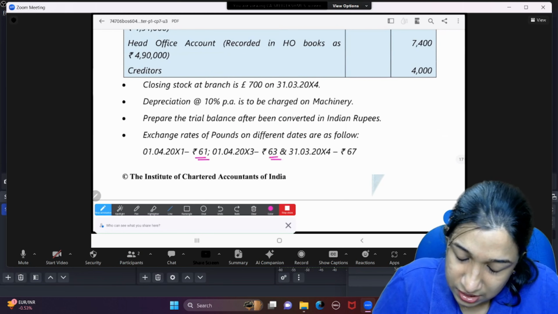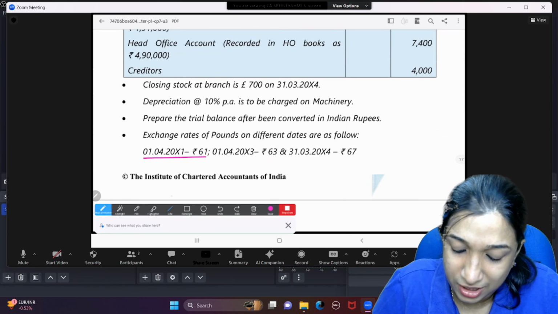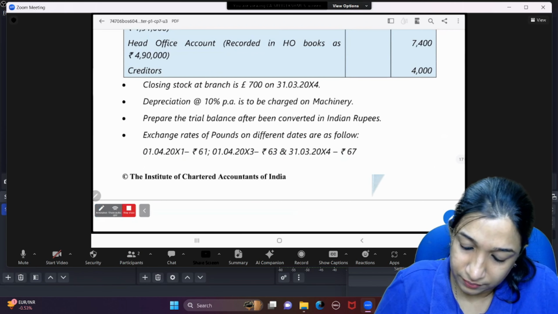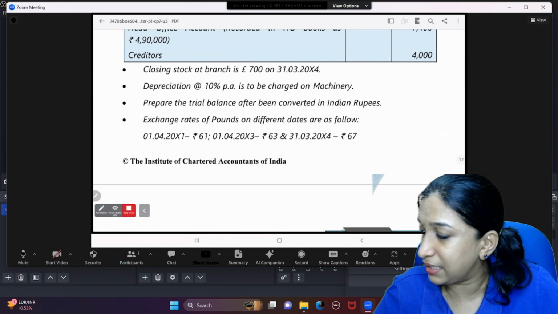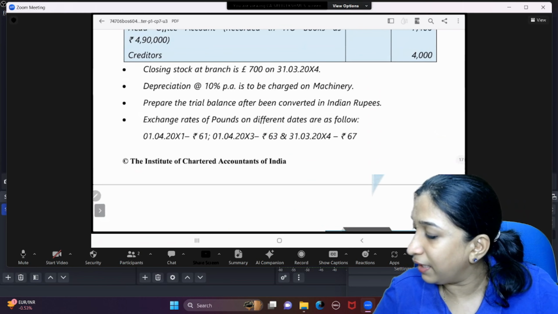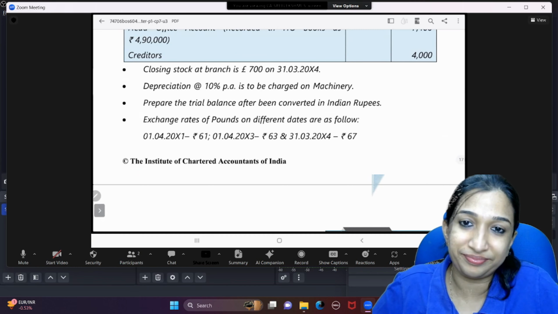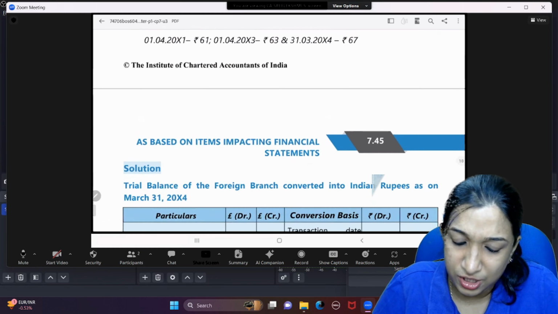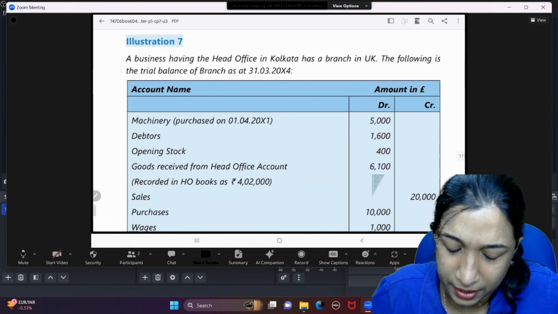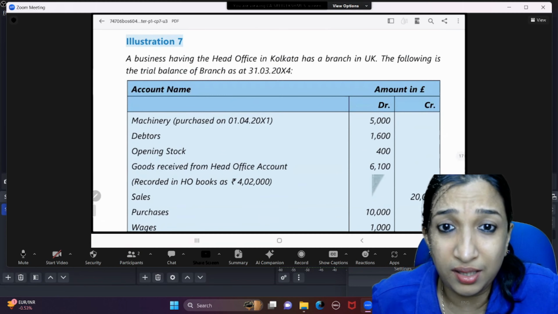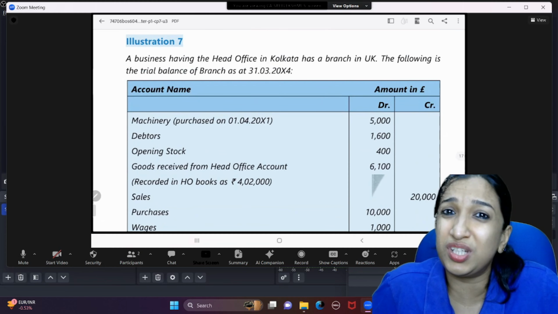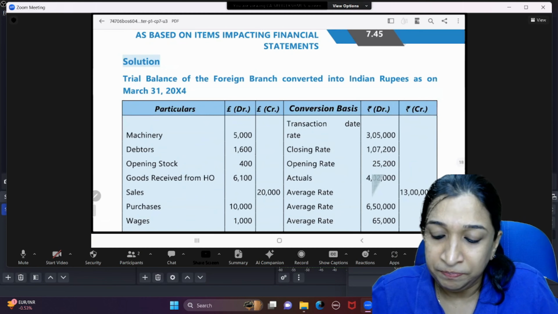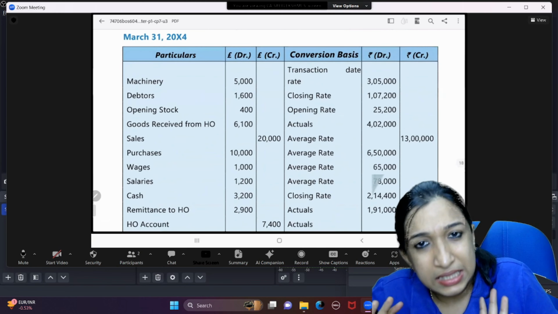So prepare trial balance after being converted in Indian rupee. Exchange rate of pounds: this is the rate on the date of purchase, then opening and closing. So average rate we'll take 63 plus 67 divided by 2, 65. Average rate is 65. So in the absence of information, we'll assume that this is integral operation and we convert machinery using the rate on the date of purchase because it is specifically given. So how should I present my answer? In foreign branch also same.